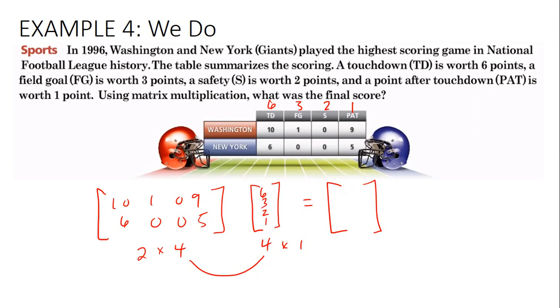I don't think it was that score. Someone had looked it up before, and they told me, no, that's not right. Okay, so we got the score. What was the score? 72-41. So we had Washington with 72, the Giants with 41, and that is the score.